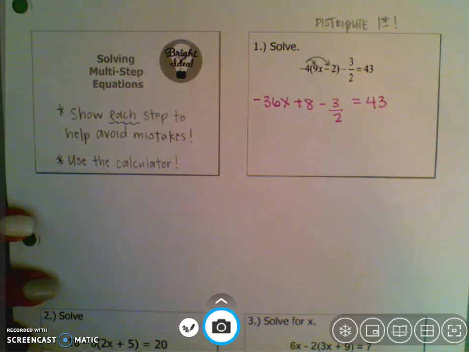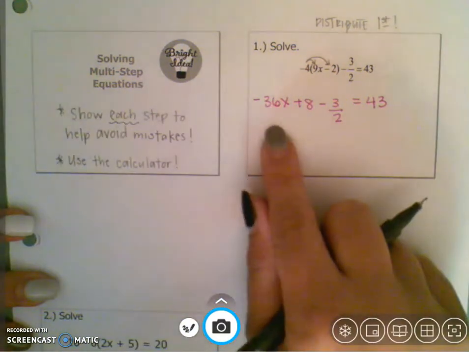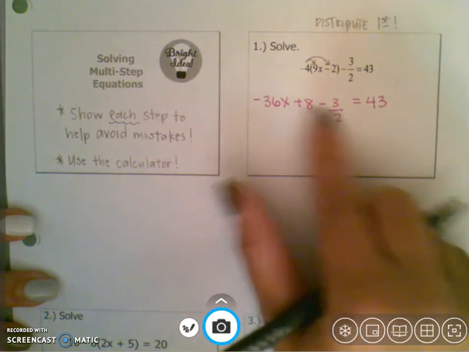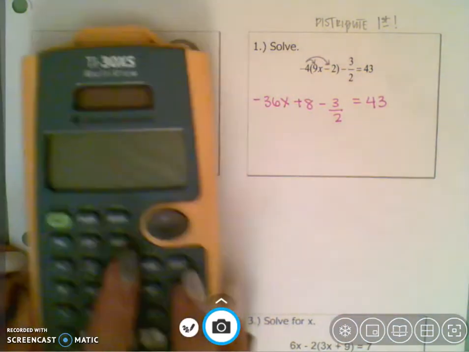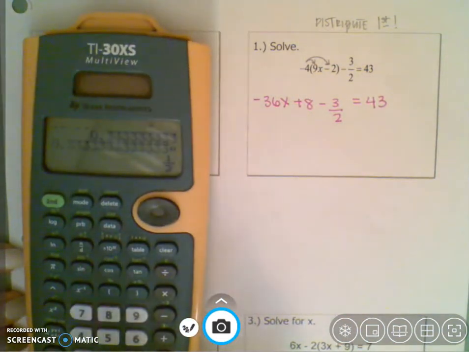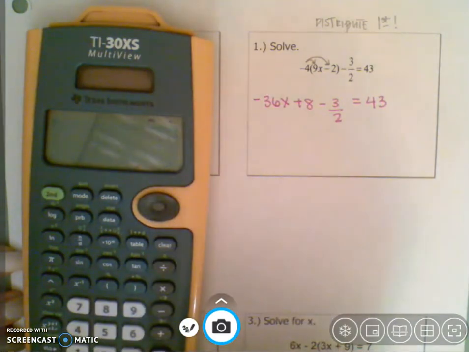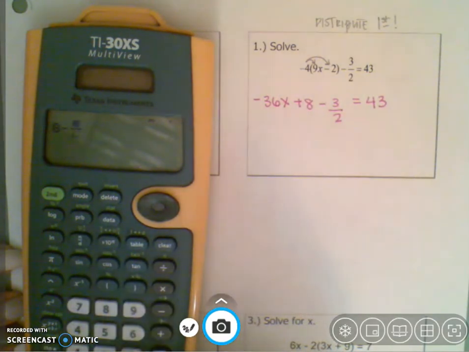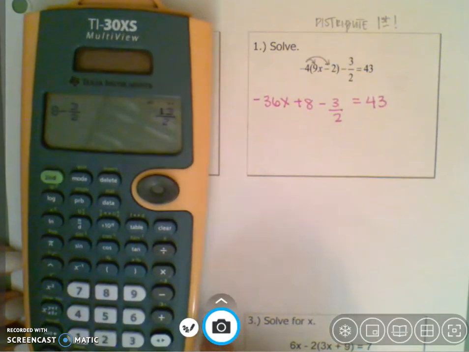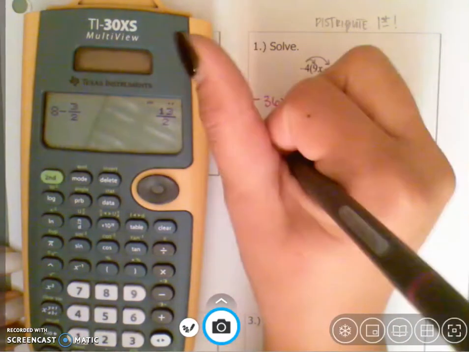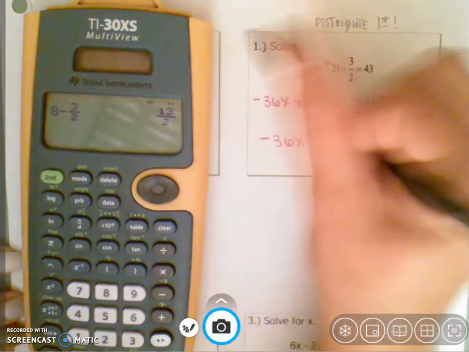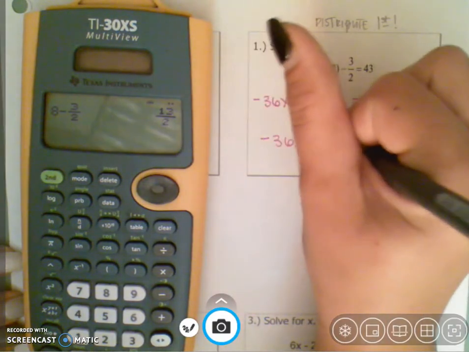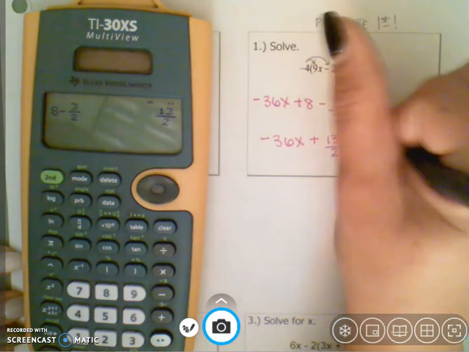Then you have to see if you can combine anything. Well, I have an x, I have a number, and I have a fraction. The number and the fraction can go together. So turn your calculator on. It's 8 minus, and use this button right here, the fraction button. 3, arrow down, 2, enter. 13 over 2. So -36x plus 13 over 2 equals 43.